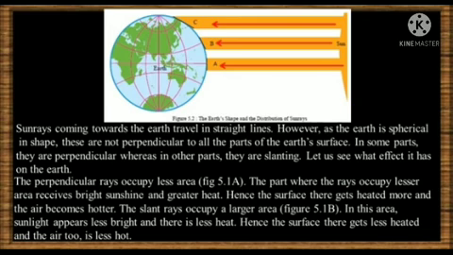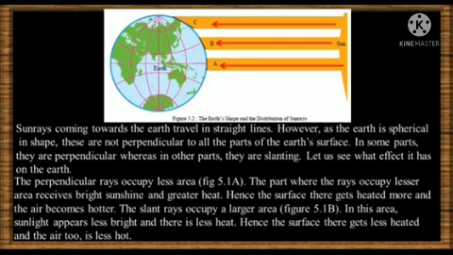Sun rays coming towards the earth travel in straight lines. However, as the earth is spherical in shape, these are not perpendicular to all the parts of the earth's surface. In some parts, they are perpendicular, whereas in other parts, they are slanting. Let us see what effect it has on the earth.